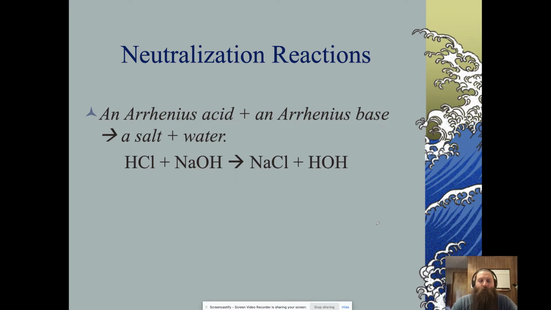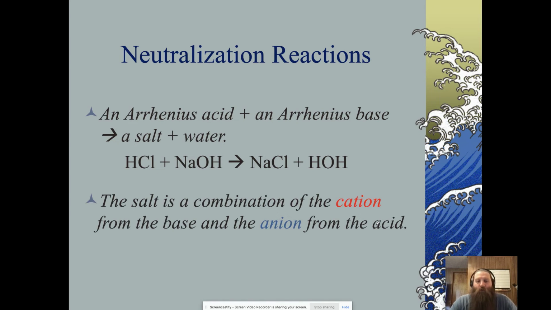I have hydrochloric acid plus sodium hydroxide, forming sodium chloride and HOH, right? That's H2O. The salt is a combination of the cation from the base and the anion from the acid. The cation on the base is sodium here, Na plus 1. The anion from the acid is the nonmetal, chlorine, minus 1. So Na plus 1 and Cl minus 1 make sodium chloride. Now look what I'm left with. HOH, which is going to form H2O, right? There's my water. Pretty simple stuff.